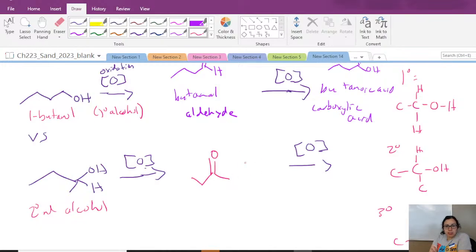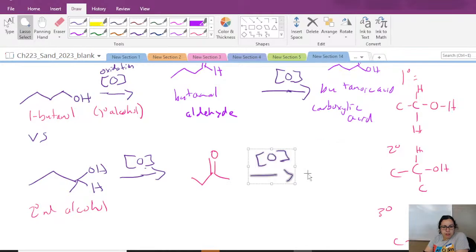So what's the problem with the ketone? Does it undergo a second oxidation? I see shaking heads, no. We don't have an H to pop off now. There are no more hydrogens attached to it to leave and react with. So now we're stuck here with no reaction.